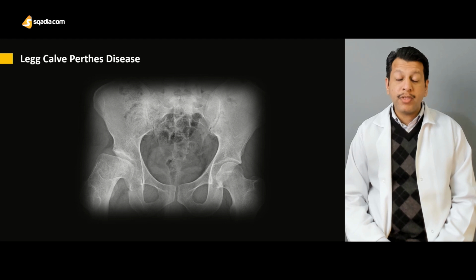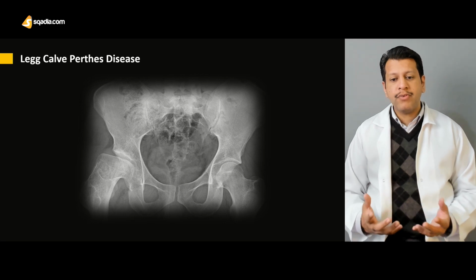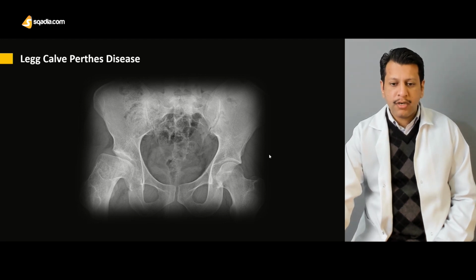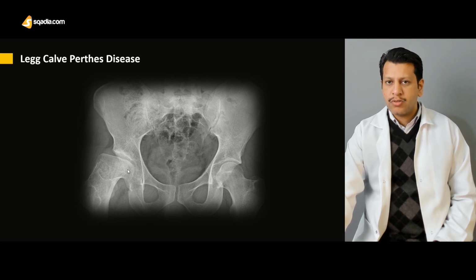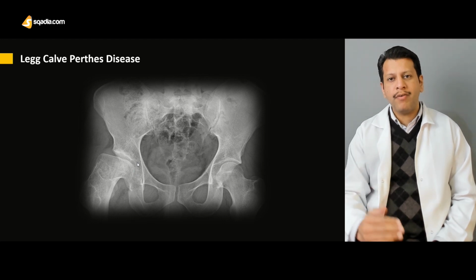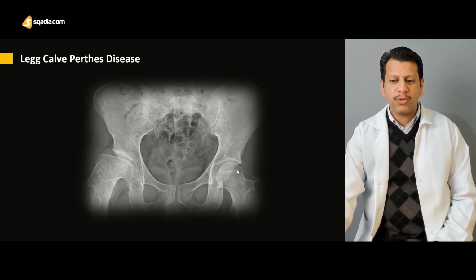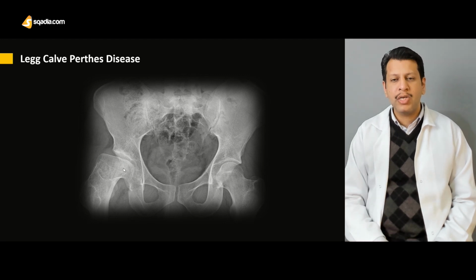Usually these children come with a limp which is mostly painless, and when you get their X-ray pelvis AP view, what you get is a deformed head. If you appreciate in this X-ray, this child's triradiate cartilage is probably closed. Therefore, this child is definitely above the age of 8 to 9 years. But you can very well appreciate, on the right side, the femoral head, with definite subluxation as well as deformity involving the femoral head.